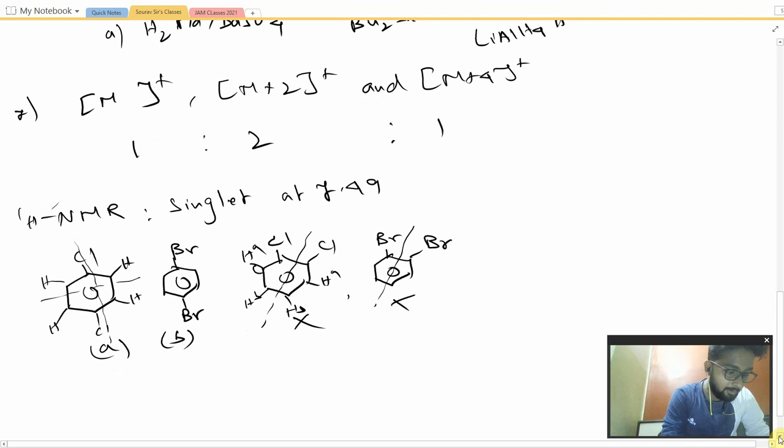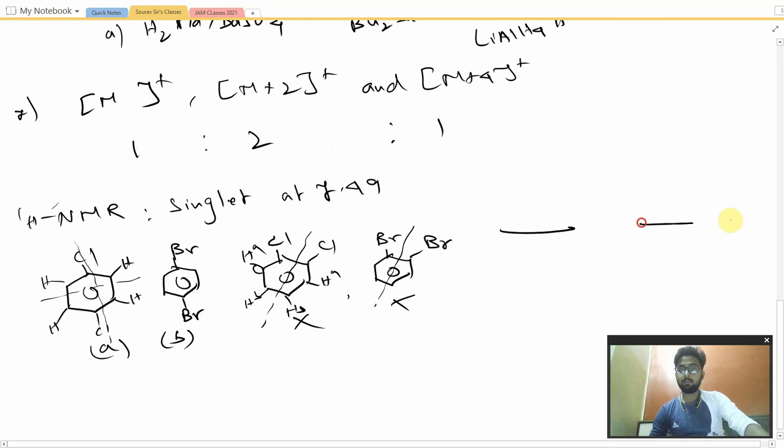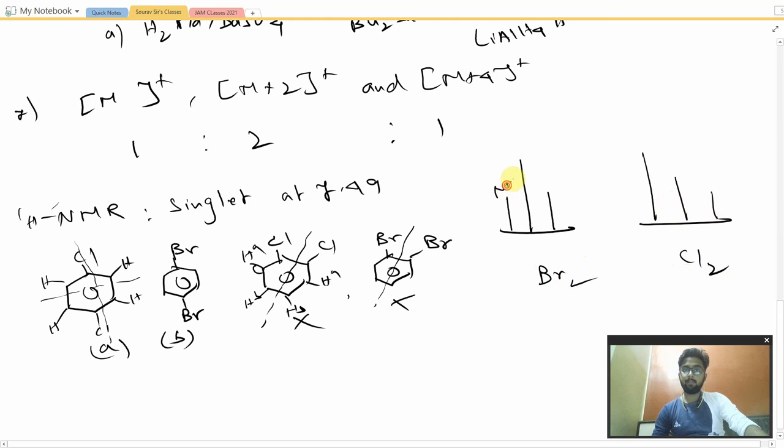So obviously, for the mass spectrum data, let us draw the graph for Br2 and Cl2. Two types of plots will be obtained. This is for the Br2 and this is for the Cl2. This one is M+, this one is M+2, and this one is M+4. Here also there is M+, M+2, and M+4.